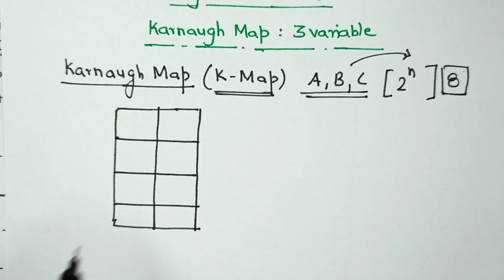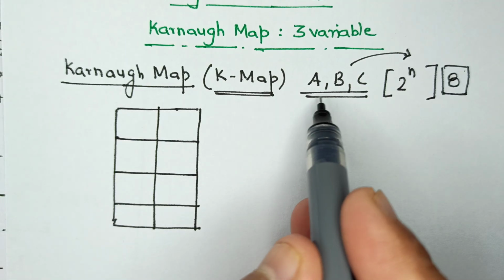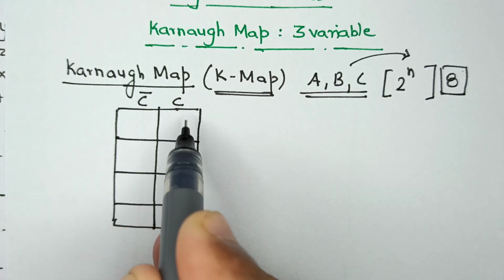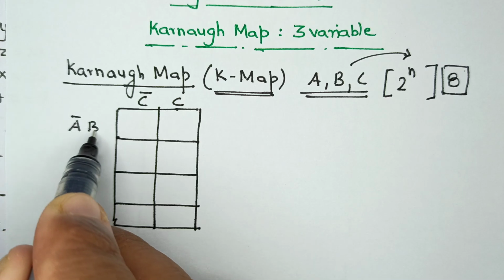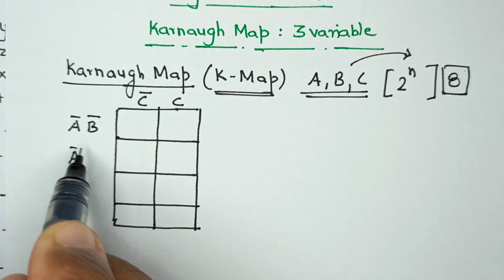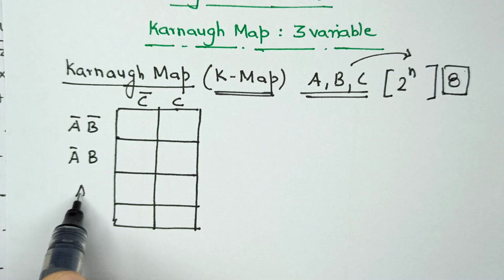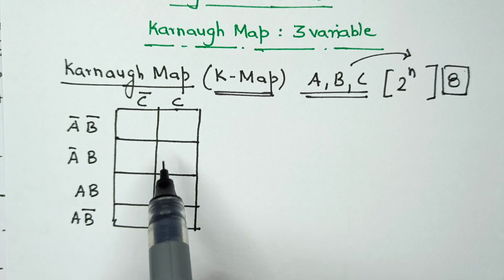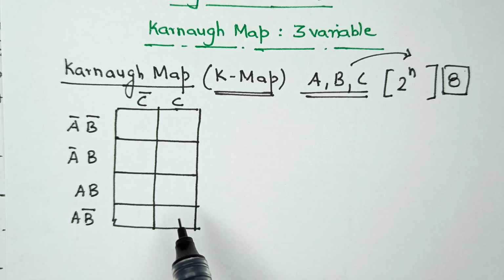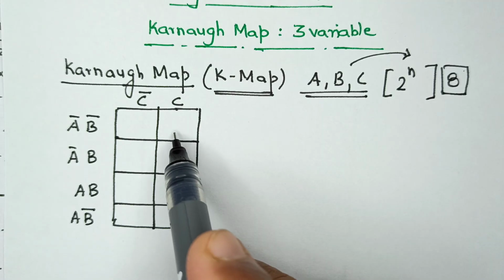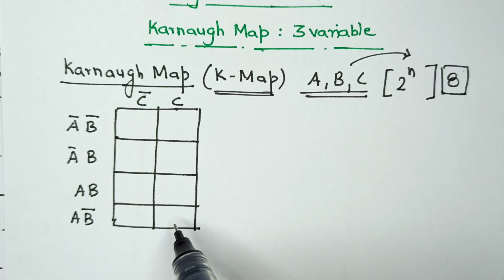What happens here is that 2 of the variables, let us say if we have A, B and C, C bar and C will come here, and then these 4 horizontal rows will have a combination of A bar B bar, then we'll have A bar B, after that we will have AB, and the last one would be AB bar. As you can see, this entire array is now divided into 8 segments. Every single cell will have a certain value.